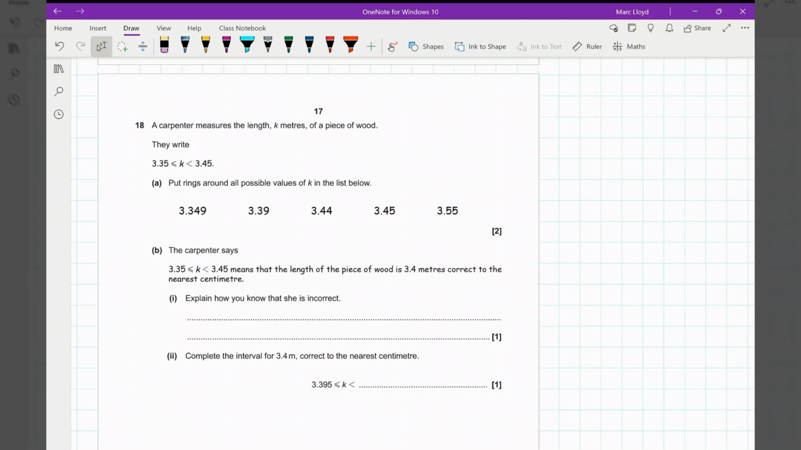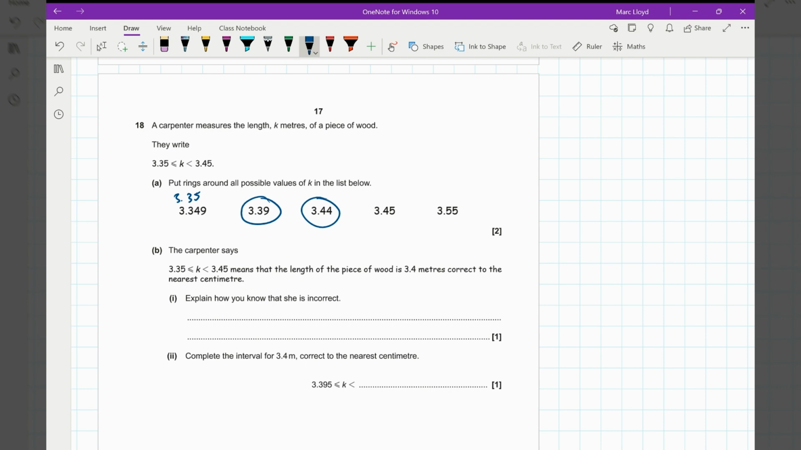All right, question 18. A carpenter measures the length k meters of a piece of wood. They write 3.35 is less than or equal to k, which is less than 3.45. Put rings around all possible values of k. So I'm happy with this one. No, I'm not happy with this one. Look at that. That one is less than 3.35. So no good. 3.39 does fall within that, which is good. 3.44 does. 3.45, although it's that value there, it's saying that it's not equal to that, so we can't use it. And then 3.55 is way too big.